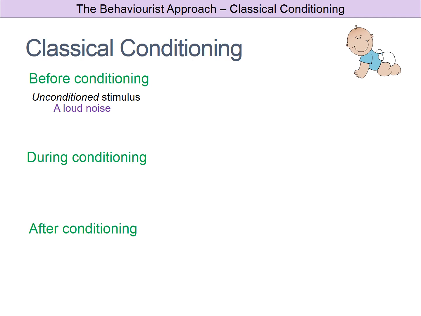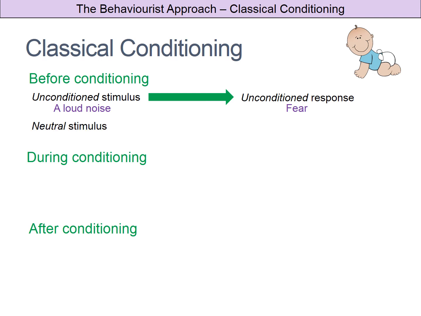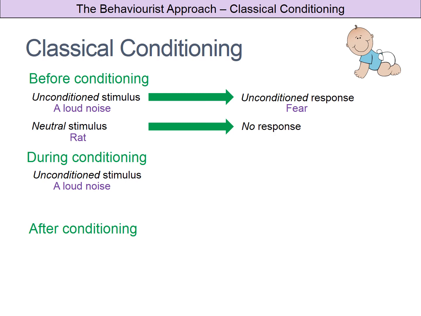So in this case, we're going to think about a loud noise. If you bang a loud noise next to a baby, they will have a response, probably a fear response, maybe upset, but there will be a natural response in some way, and that response hasn't been learned. So we call that an unconditioned response. And in this case, it's quite possibly going to be fear. Now we also have what we term a neutral stimulus, and a neutral stimulus, as the word neutral would suggest, is something which doesn't cause any response at all, and in this case we're going to use a rat. So you present the rat to the infant and there's no response there.